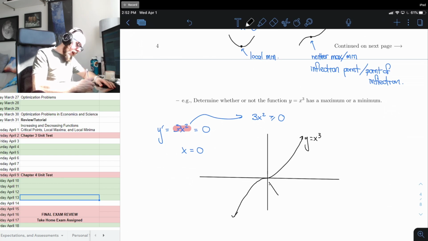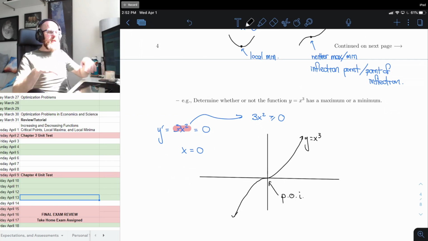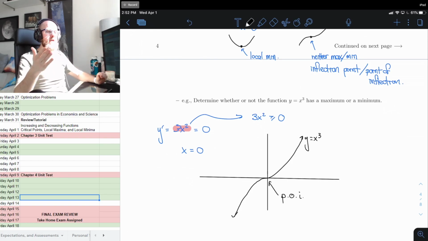So again, we get a point of inflection right in the middle there, okay? So essentially, the main takeaway from these two examples is that just because our derivative is 0, just because we have a critical point, does not guarantee that we have a max or a min, okay? We could have something else. We could have a point of inflection, okay?